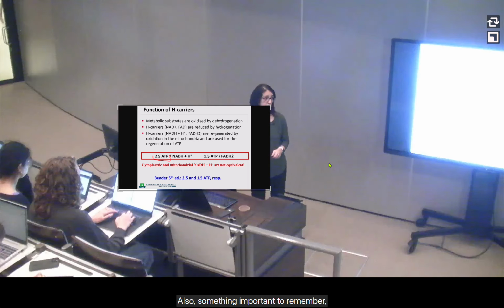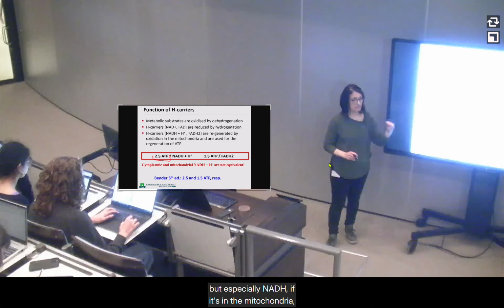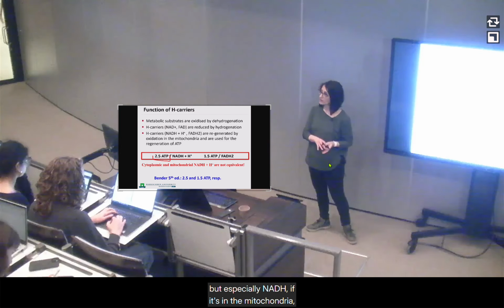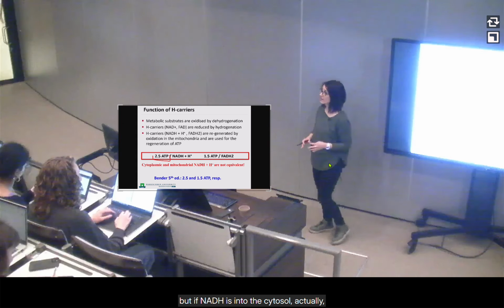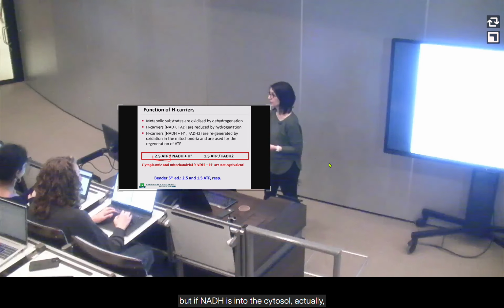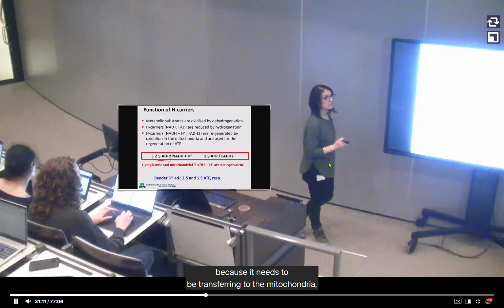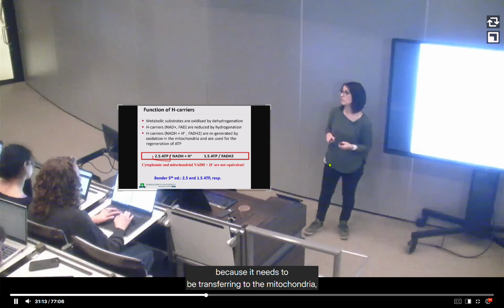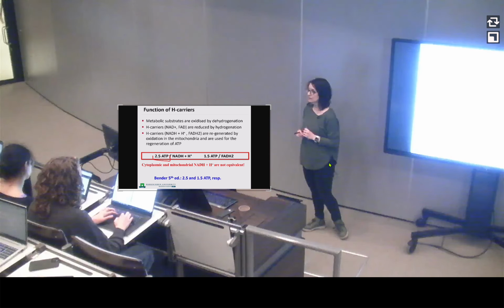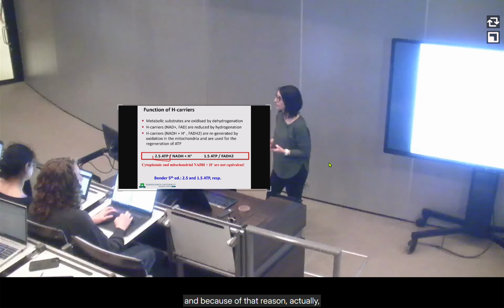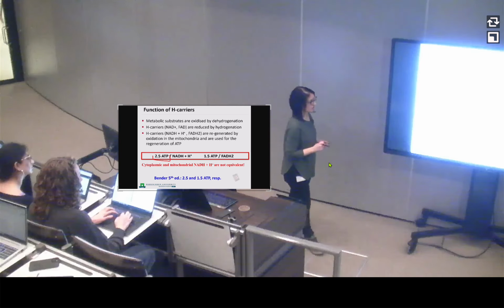Also, something important to remember: it depends where they are produced, but especially NADH, if it's in the mitochondria, this is the amount of ATP produced. But if NADH is in the cytosol, it produces less, it brings less energy because it needs to be transferred into the mitochondria. The mitochondria have a very impermeable membrane, and because of that you have a loss of 1 ATP in the process of transfer.